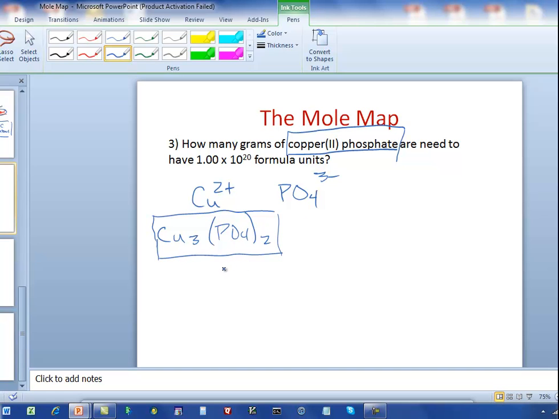Now our task is to calculate the molar mass. All right, so all I'm going to do is take an inventory of the various elements. So we've got copper, there we go, and we've got phosphorus, and then there's oxygen, right? So I don't see any other elements besides those three. If you look up the atomic weight of copper, that's 63.55. Phosphorus is 30.97.